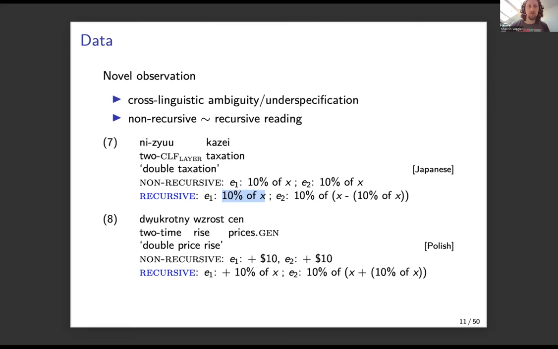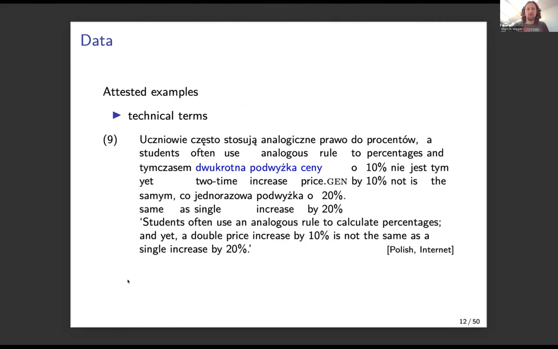And this is very similar in 8, dwukrotny wzrost cen, so two-time rise price, so double price rise, something like that. Also here, we would have either two independent events of prices rising by, say, some fixed amount, and also the recursive reading in which the price increase in the first price rise event would serve as the input for the second price rise.